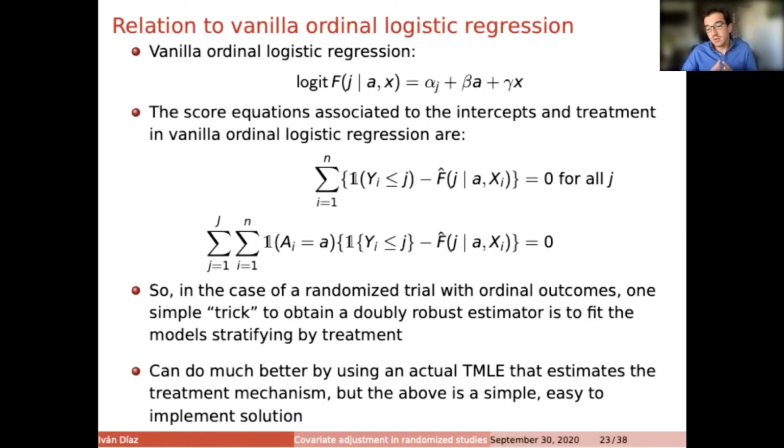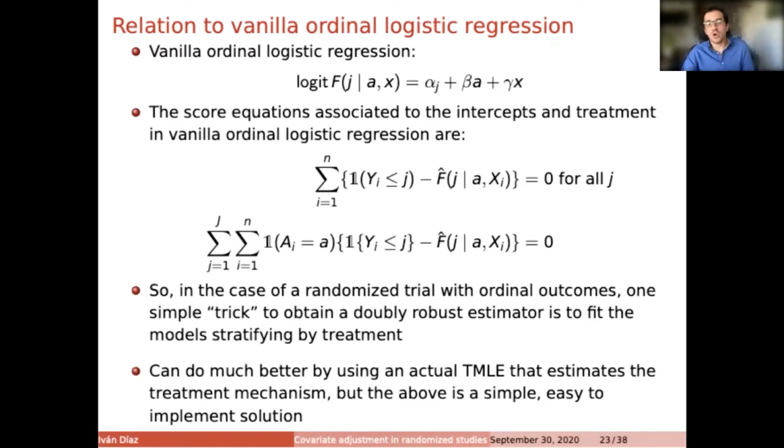Now let's look at what vanilla ordinal logistic regression would do, right? So what would you do if you just go and fit a vanilla ordinal logistic regression? Well, the model is this. The model is the first equation that I have in the slide here, and it would just say, well, I have intercepts for each of the ordinal categories of the outcome. Then I have a parameter beta that accompanies A and a parameter gamma that accompanies X.